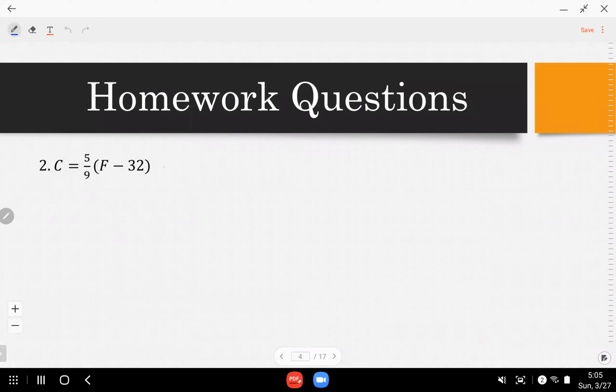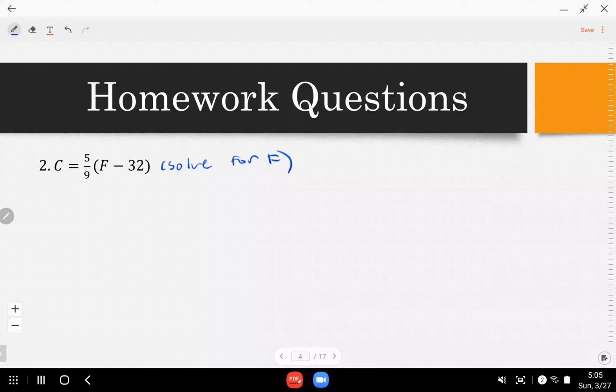Okay, so we're going to solve for F. This is the relation between the Celsius and the Fahrenheit temperature. So this is quite a useful formula. How are we going to do this? What we need to do is get rid of this 5/9, because we don't like fractions. They're very hard to deal with. So how are we going to deal with this?